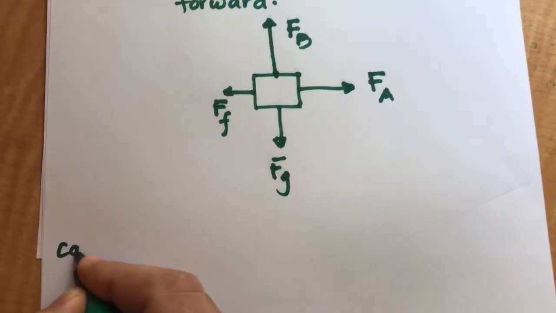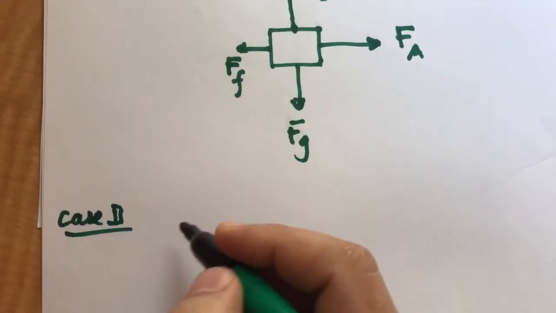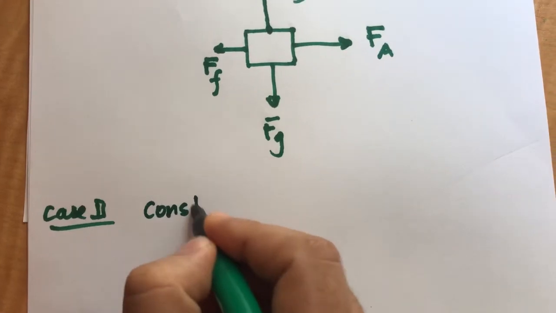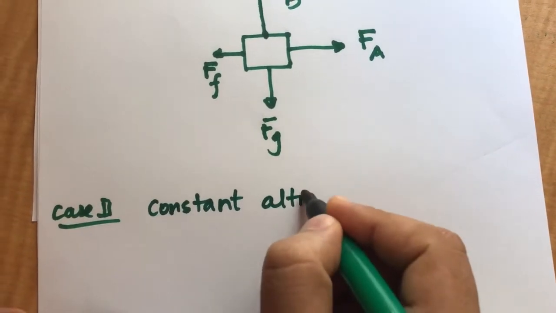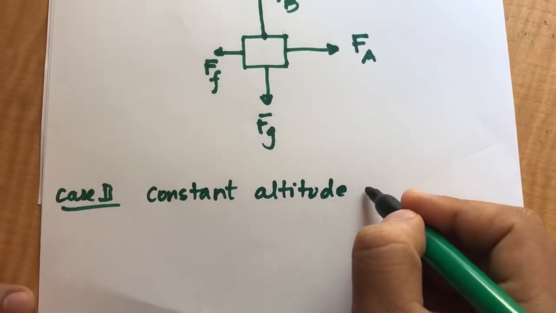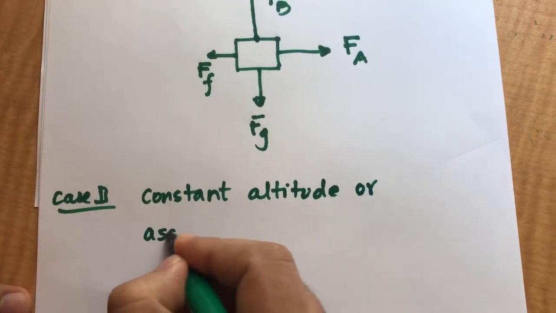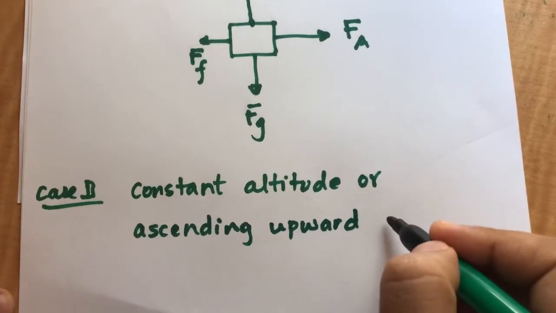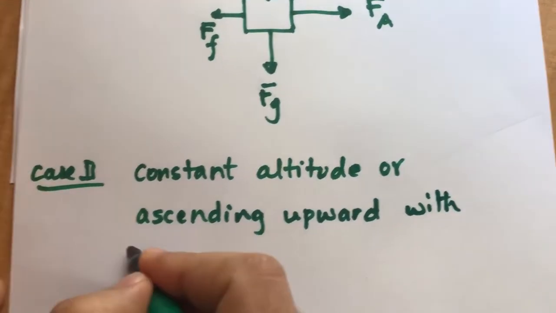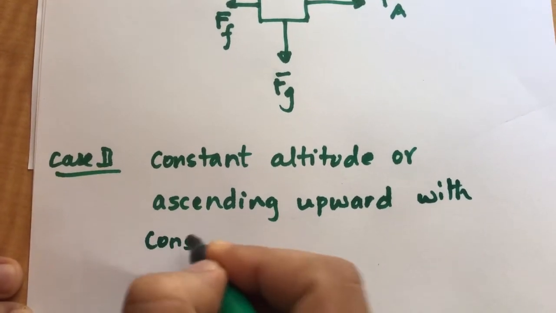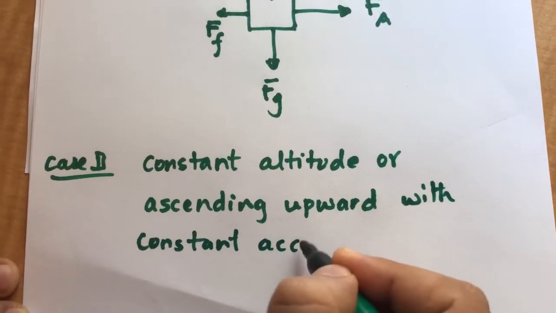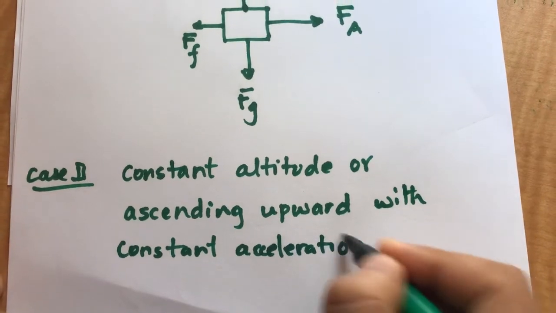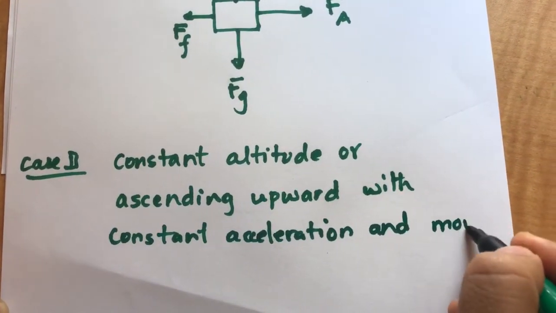Similarly, I can have case 2, in which the aeroplane is flying at constant altitude, or ascending upward with constant acceleration, and moving forward.